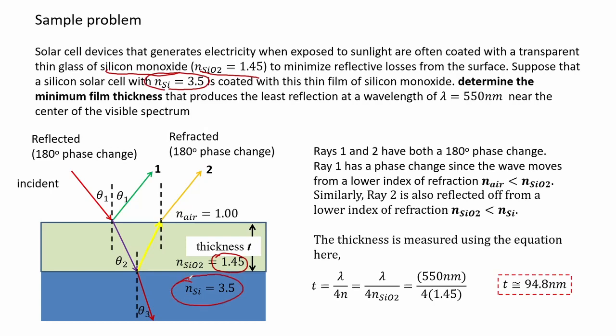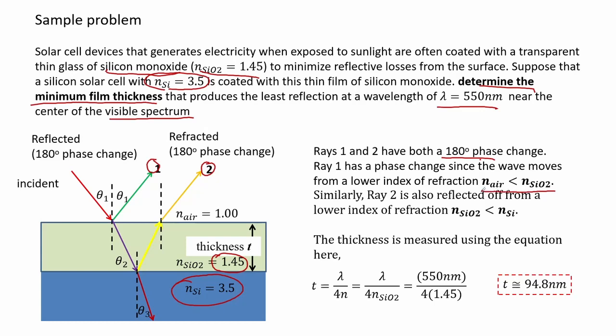Determine the minimum film thickness that produces the least reflection at a wavelength of λ = 550 nanometers, near the center of the visible spectrum. Compared with the figure, rays 1 and 2 have a phase shift of 180 degrees. Ray 1 has a phase shift since the wave moves from a lower index of refraction to a higher index of refraction, or ray 1 moves from air to silicon dioxide.